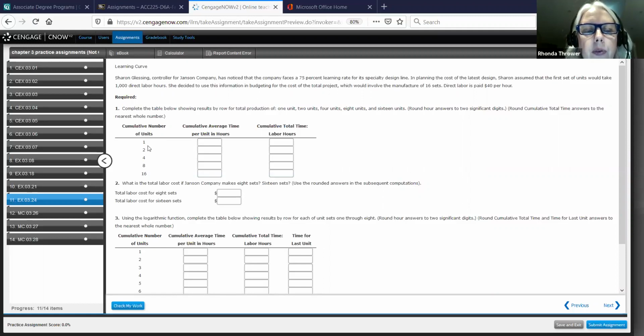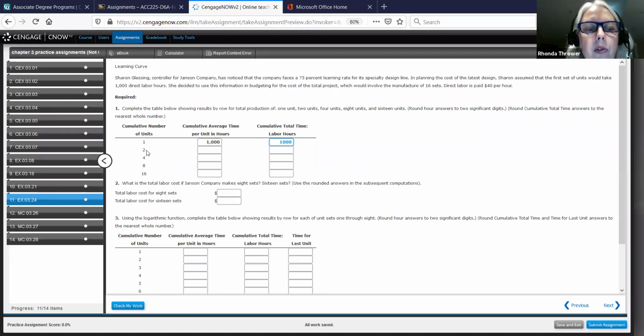They told us that if we calculated the cumulative average time per unit in hours for 1 unit that we're manufacturing, it was going to take 1,000 direct labor hours. That was a given amount. So if it takes us 1,000 direct labor hours and we're only producing the 1 unit, 1,000 is also considered to be the cumulative total time in labor hours that it takes us to produce that 1 unit.